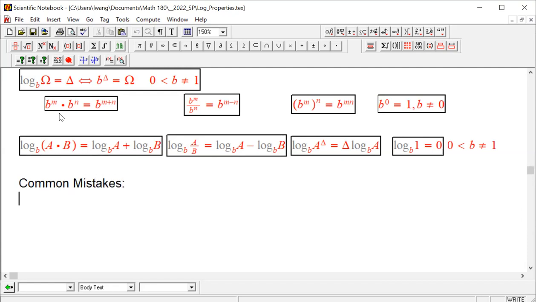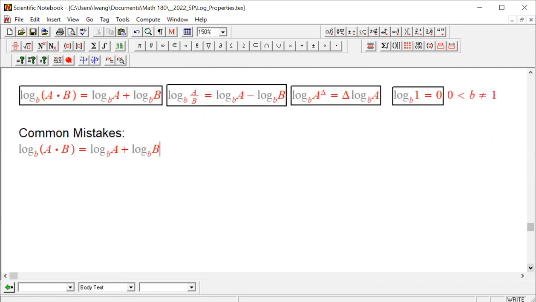Common mistakes. For example, a lot of people have the tendency to think that this would be true. We can see obviously it is not, because if a multiplication is true, then adding would not be true. So this mistake is rampant. I see these mistakes very, very often in my calculus classes. Why is this a mistake?